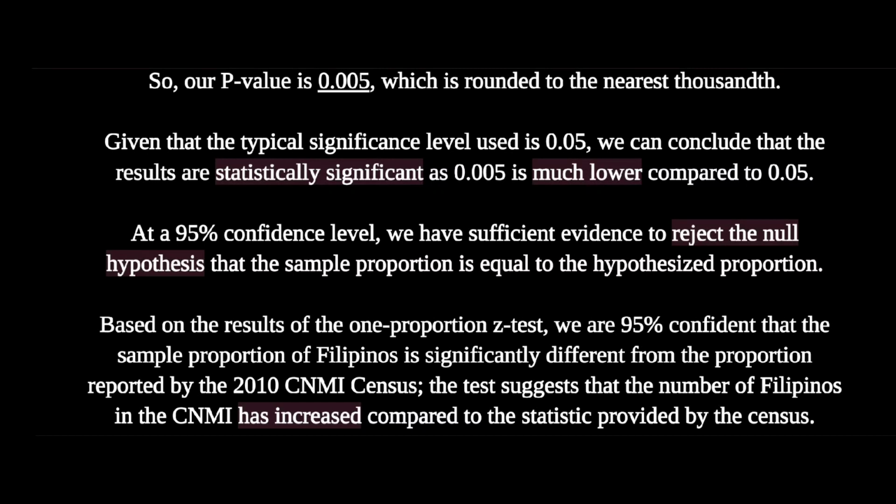At a 95% confidence level, we have sufficient evidence to reject the null hypothesis that the sample proportion is equal to the hypothesized proportion. Based on the results of the one proportion z-test, we are 95% confident that the sample proportion of Filipinos is significantly different from the proportion reported by the 2010 CNMI census. The test suggests that the number of Filipinos in the CNMI has increased compared to the statistic provided by the census.